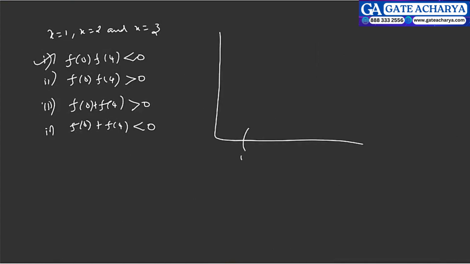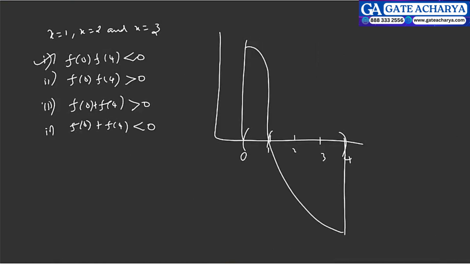So here it is 0 and it is 4. There are 3 values: x equal to 1, 2, 3. So the roots lie between 0 and 4. What are the conditions? f of a is positive and f of b is negative. The roots are between 0 and 4, therefore f of 0 and f of 4 have opposite signs, so f of 0 times f of 4 is less than 0. Then we can find the roots of the equation. The basic idea is clear. That's the question.